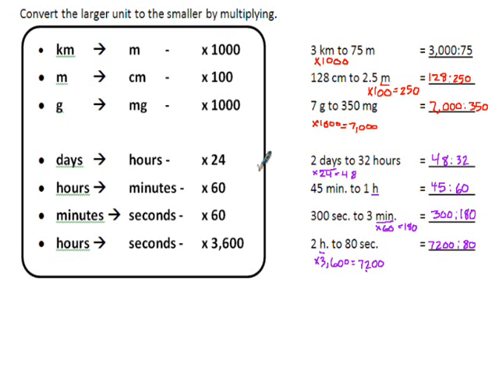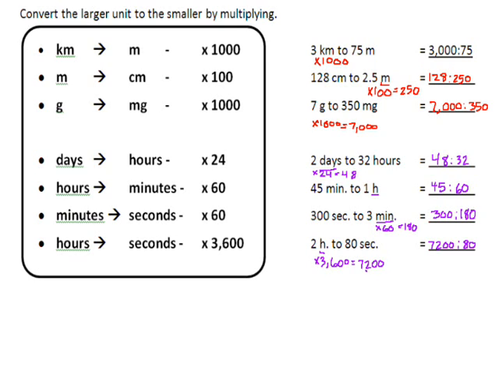So just remember, if our units are measuring the same idea, in this case here distance, in this case here mass, and in these cases down here time, we need to make sure that they're measured in the same units before we write them as a ratio.